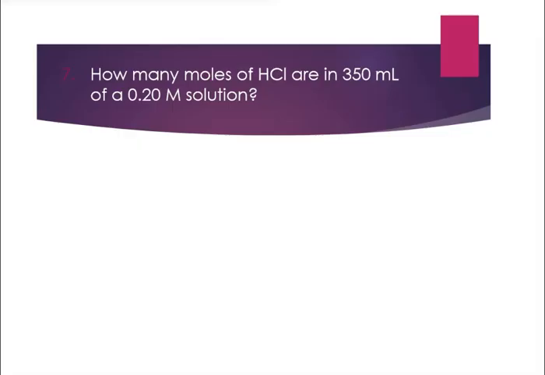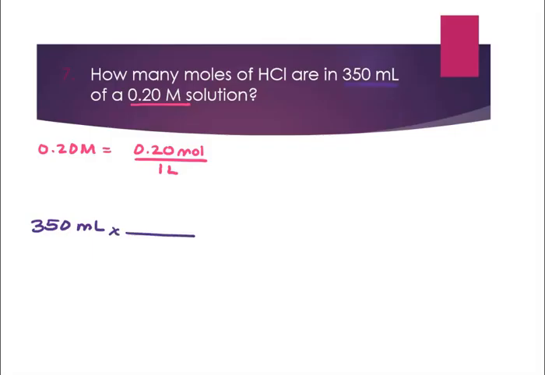Here it says, how many moles of HCl are in 350 milliliters of a 0.2 molar solution. Again, molarity is given, so I'm going to take my molarity and make it 0.20 moles over 1 liter. The other piece of information I have here is this 350 milliliters. If I need to convert using my molarity, I'm going to need to be in liters. So I'm going to use that milliliter conversion again. This time I'm starting with milliliters, so that's going to go on the bottom, and 1 liter will go on top. And now I can use my molarity to convert.